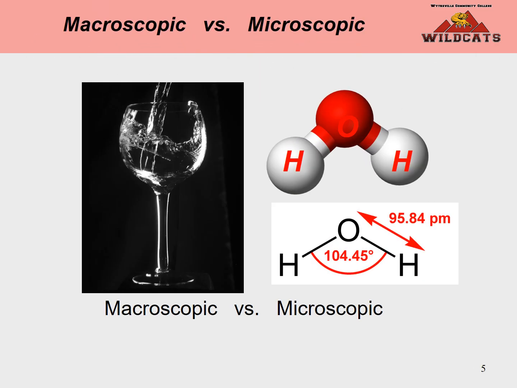So here's a representation of the macroscopic and the microscopic. On the left, you've got a glass of water. On the right, you've got the model of water, H2O. We'll take a look at this model in closer detail towards the end of Chem 111, and we're going to figure out where these bond angles are coming from, and the length of bonds, and a couple of other things.